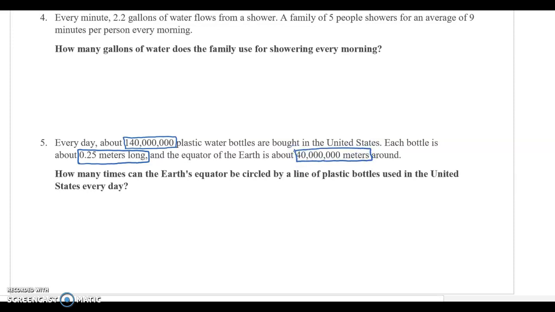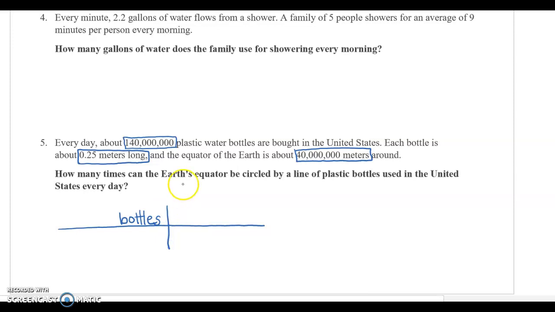So you want to set that up. I'm going to have you pause and try to set it up first on your own. And then I'm going to welcome you back. Okay, the first thing I would do was put in, I need to have bottles on top because that's my start. And I want to know how long it is going to take to get around that Earth.